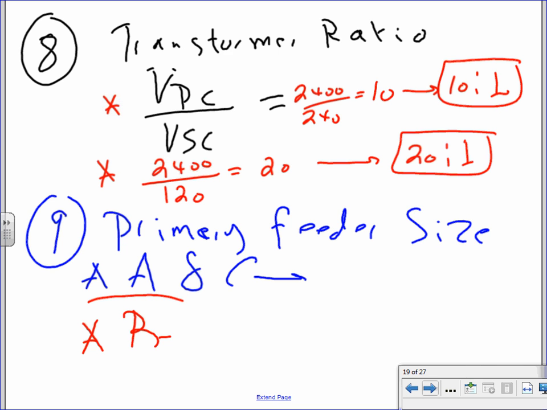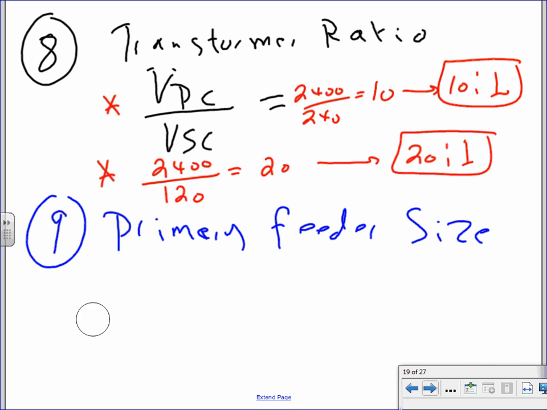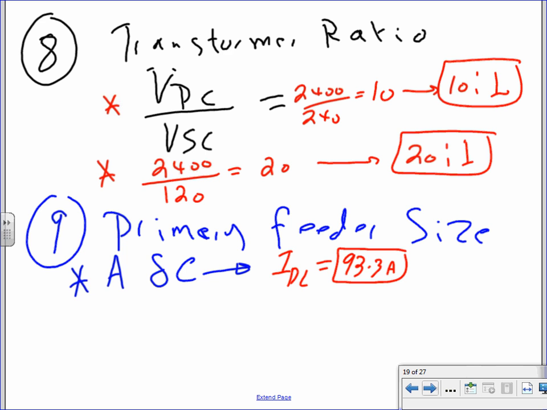Okay, let's go size. Number 9. Let's go feeder size, A and C, plus B. Feeder size, A and C. And then we'll do B. For A and C, gentlemen, the current, I primary line for A and C, was 93.3 amps. 93.3 amps. Cool?